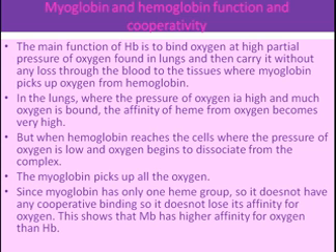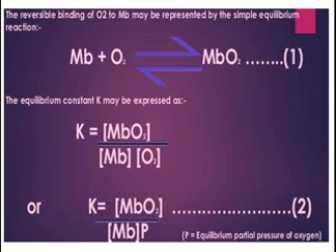Next, another important point: since myoglobin has only one heme group, it does not have any cooperative binding, so it does not lose its affinity for oxygen. This shows that myoglobin has a higher affinity for oxygen than hemoglobin. This is the main reason why myoglobin has a higher affinity for oxygen than hemoglobin: it contains only one heme group, which does not have any cooperative binding, so it does not lose its affinity for oxygen.